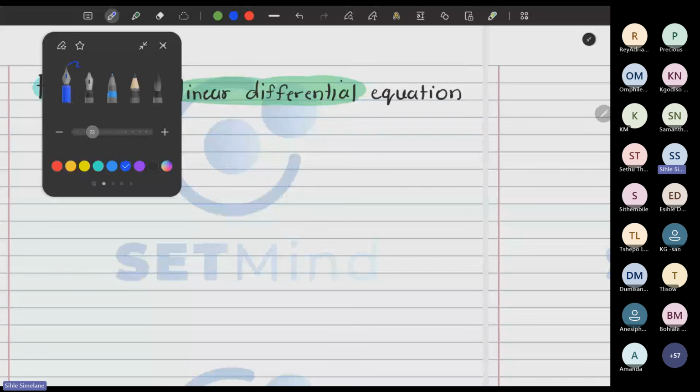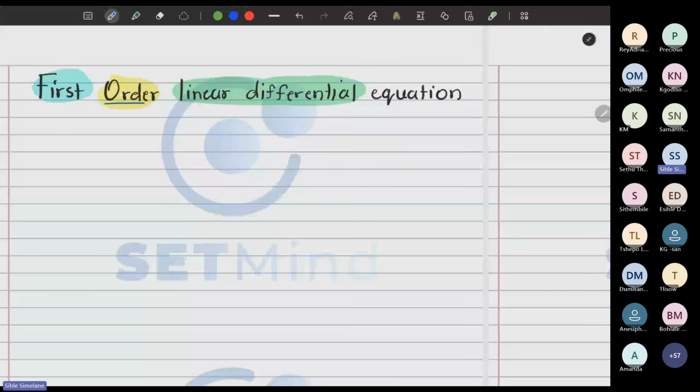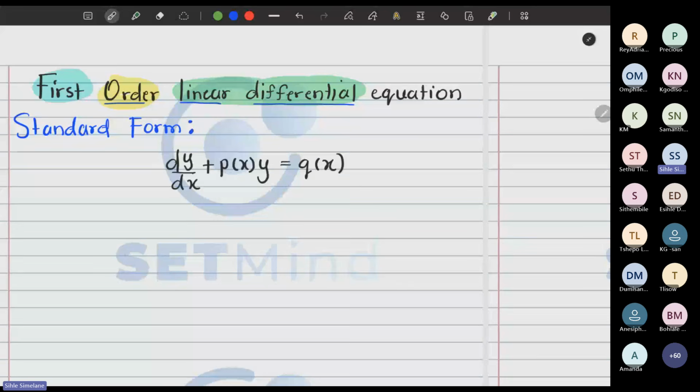So the first part which we need to look at whenever we are dealing with the first order linear differential equation is to look at the standard form, because you need to be able to spot it. So the standard form, what does it look like? Well, any differential equation, guys, that takes the form of dy/dx plus, let's say, p(x) times y equals q(x). Any differential equation that can be written in this form, we'll call a first order linear differential equation.